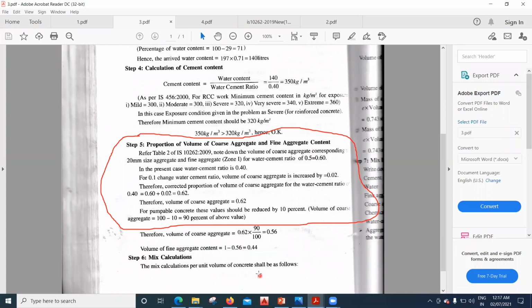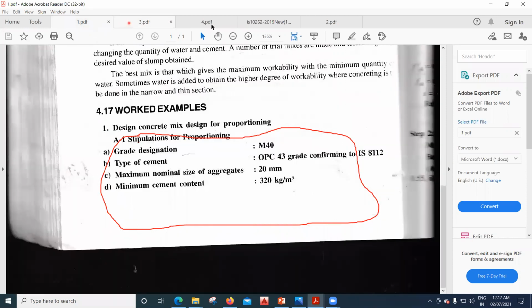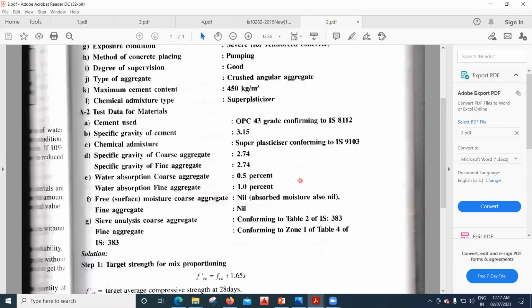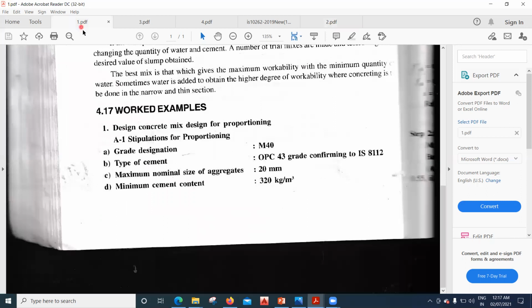In the question, they have given us a few things. Go back to the question again. It's given here, from the sieve analysis conforming to table 2 of IS 383, the fine aggregate we are using belongs to zone 1. And the size of the aggregate we are using is 20 mm. So now you may find it a bit difficult to understand since it is the first time you are learning it.